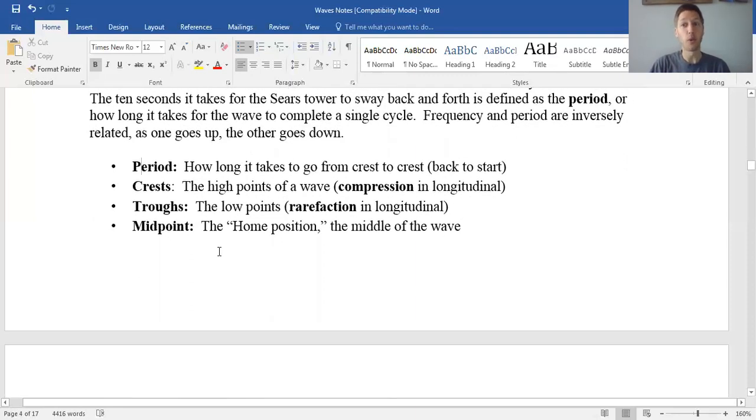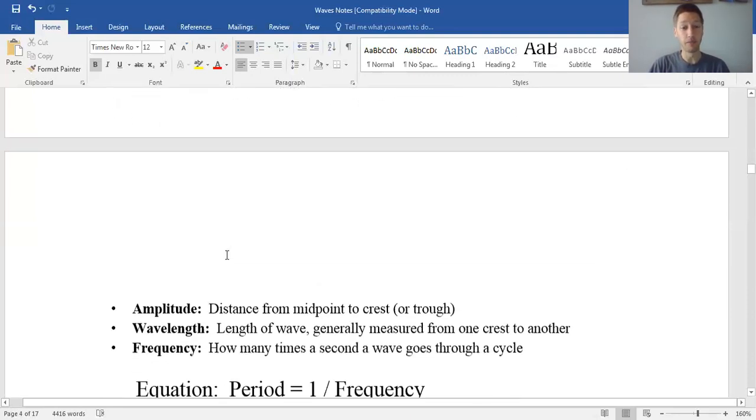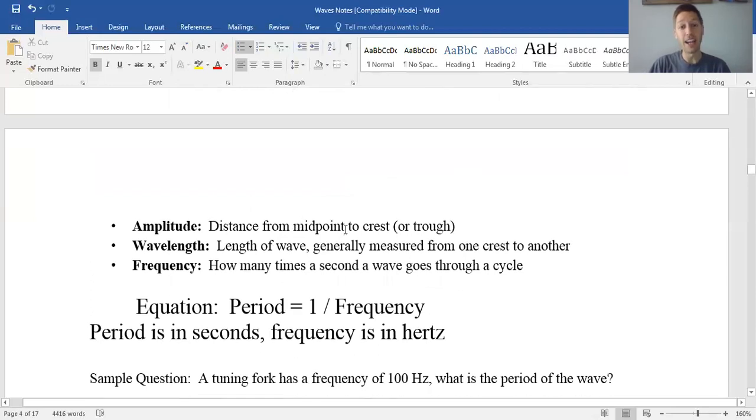Midpoint, this is just basically saying where the matter was before the wave came in. Amplitude is how high it's been displaced, how far it's moved from where it's supposed to be. Wavelength, that's how long the wave is in meters. And frequency is how many times a second the wave actually goes up and down.